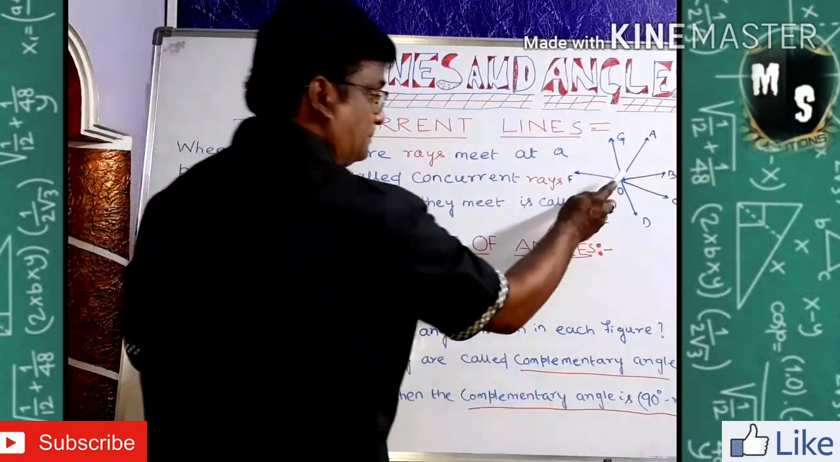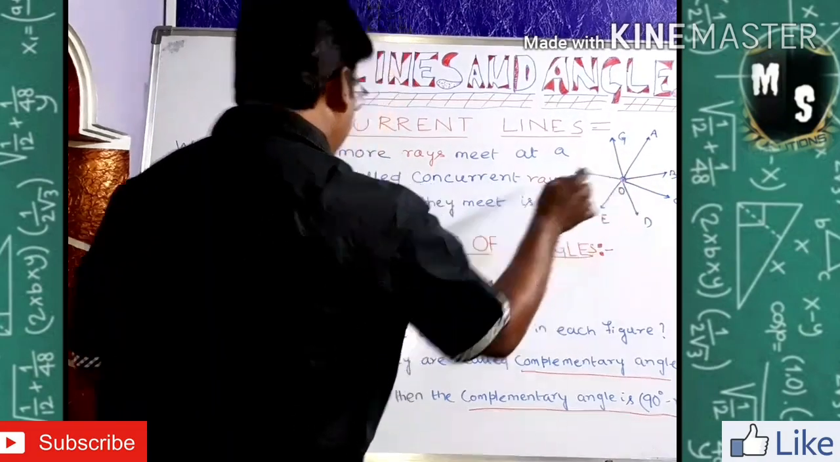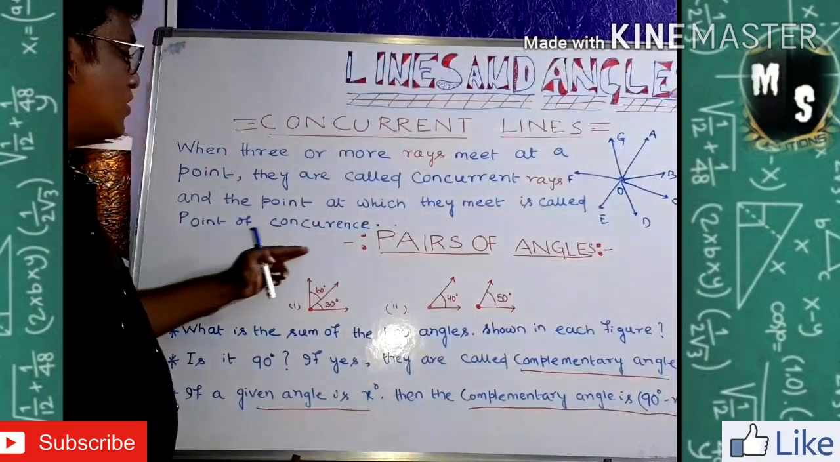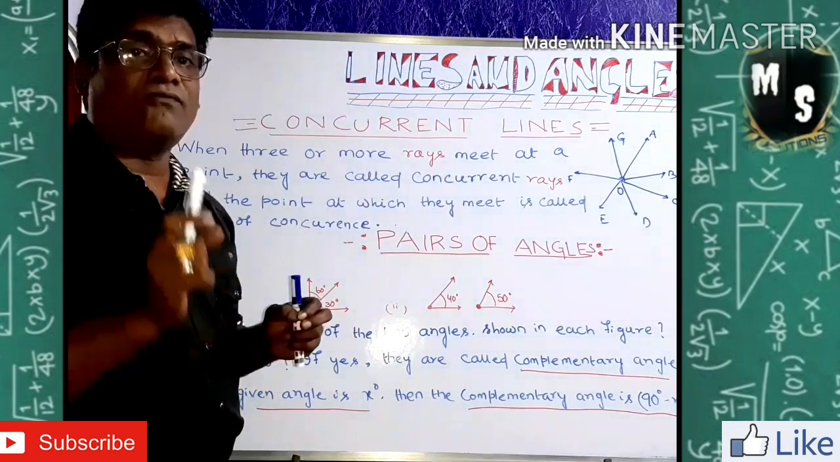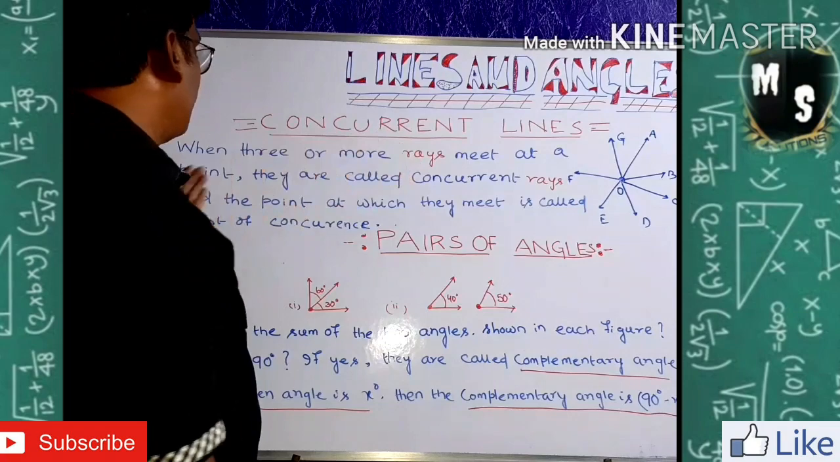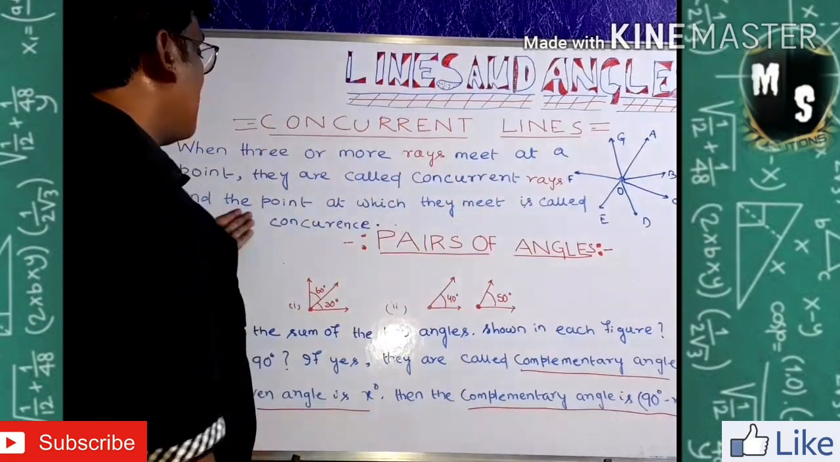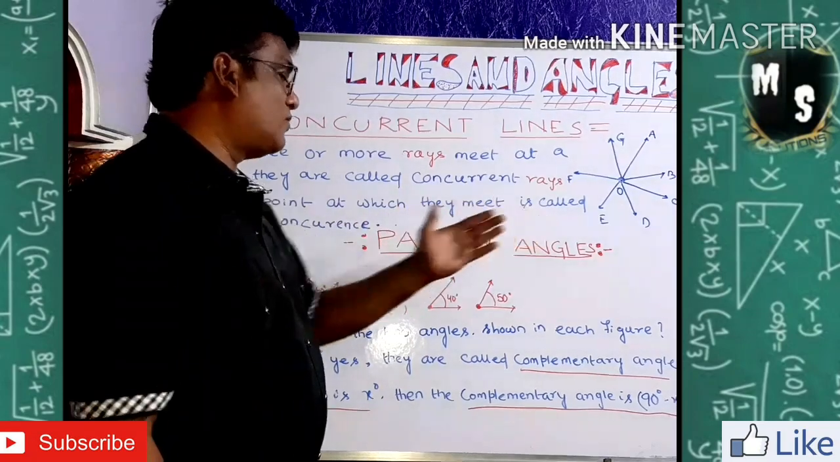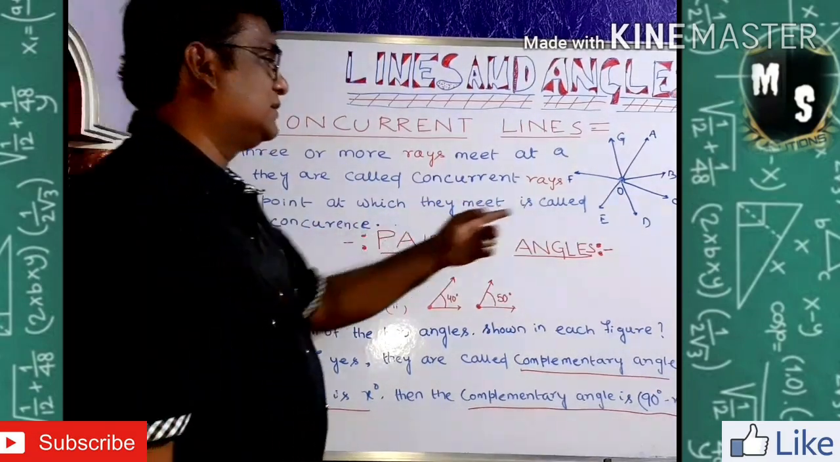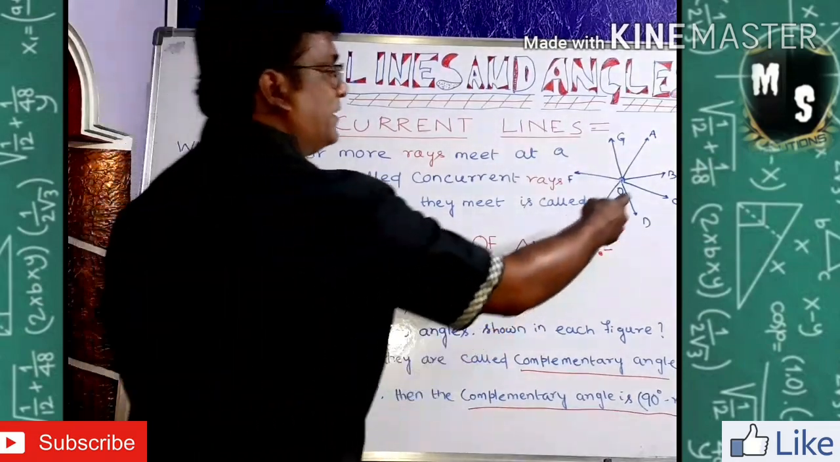And this point, where they all are coming to meet, is called the point of concurrence. When three or more rays meet at a point, they are called concurrent rays, and the point at which they meet is called the point of concurrence. Clear? So they are meeting at one point.